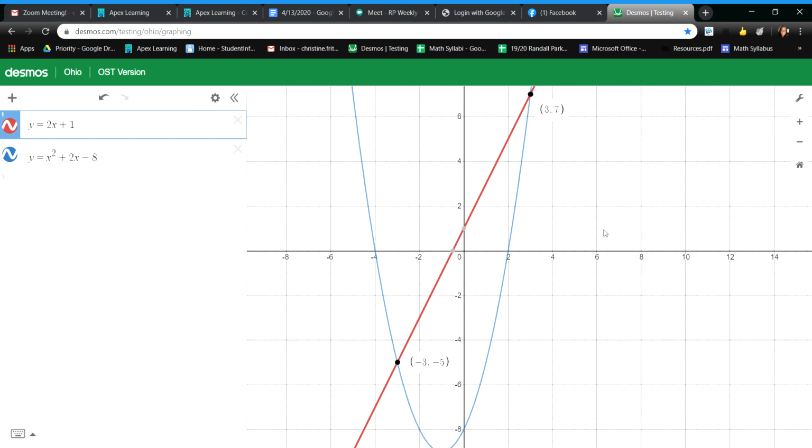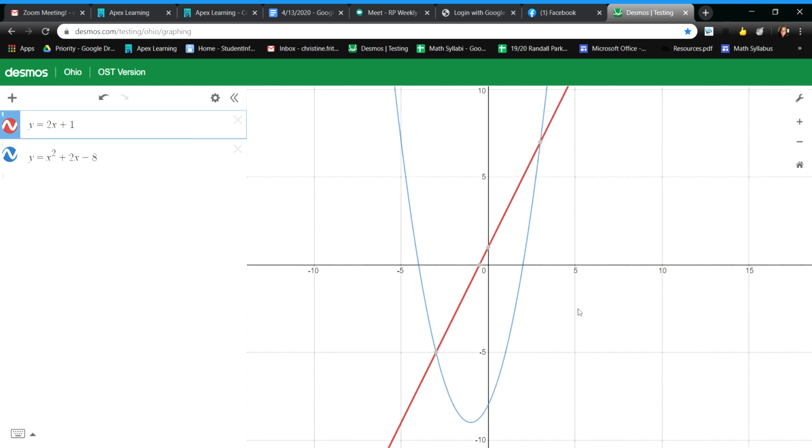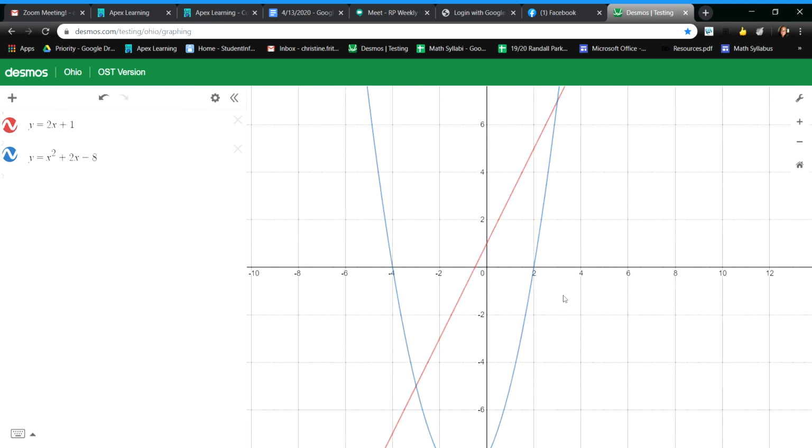In your answer choice, it doesn't matter which one of these sets, these coordinate pairs, come first, but inside the parentheses, they do have to be in the right order. So (3, 7), and then (-3, -5). So once you graph it in Desmos, and then you click on the spots where they intersect, you have your answers.